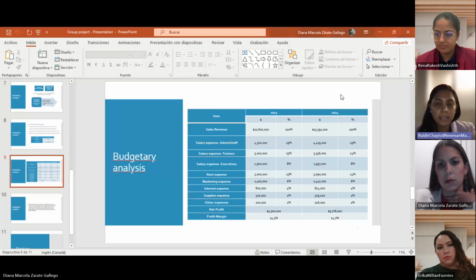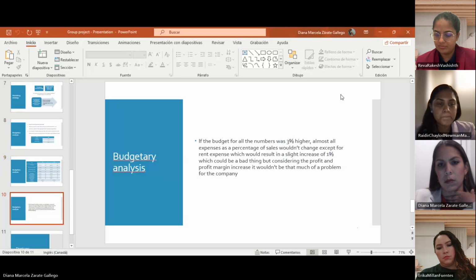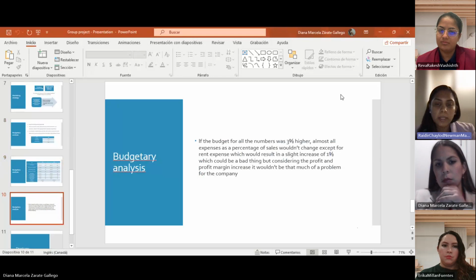The next slide, please. Thank you. In our rent expense consideration, in the scenario of an overall 3% budget increase, our rent expense shows a marginal uptick. While this warrants attention, the consequential profit and profit margin growth indicate a manageable impact.